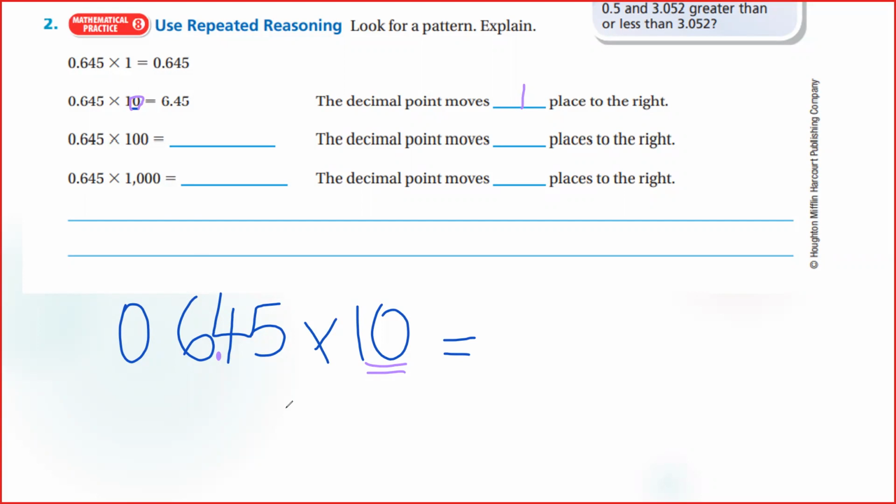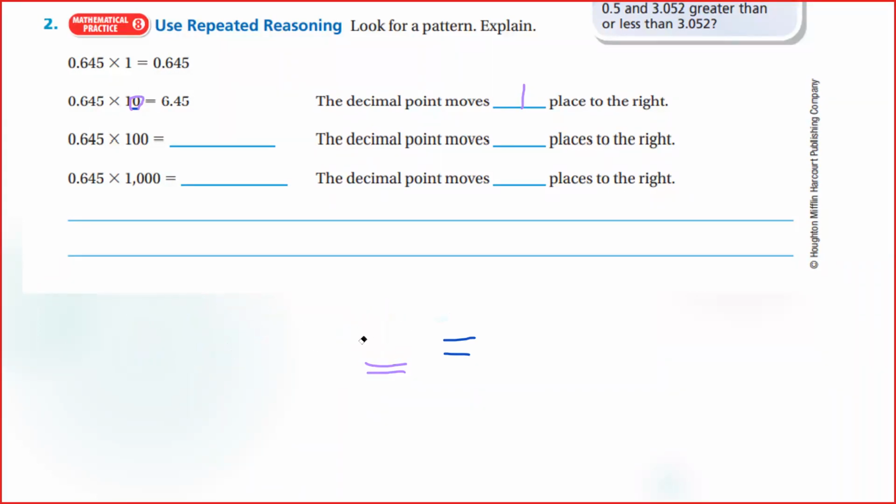The second one here, 0.645. According to the zeros, we will move the decimal point. Yes, that's it. We also take it in grade 5. Now here, multiplied by 100. So how many zeros for the 100? Two.